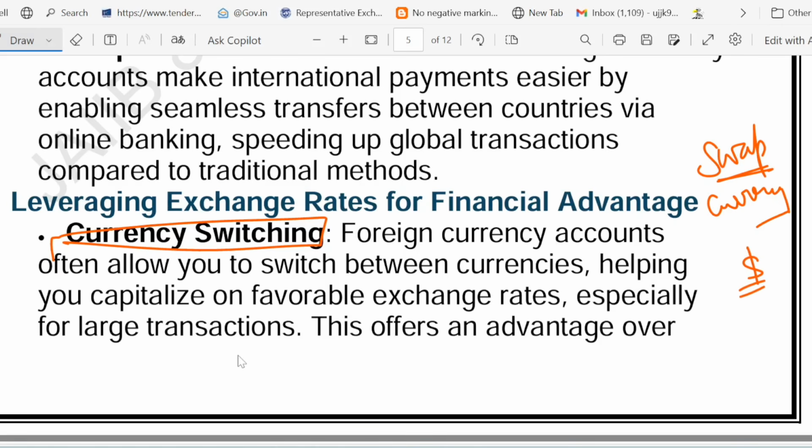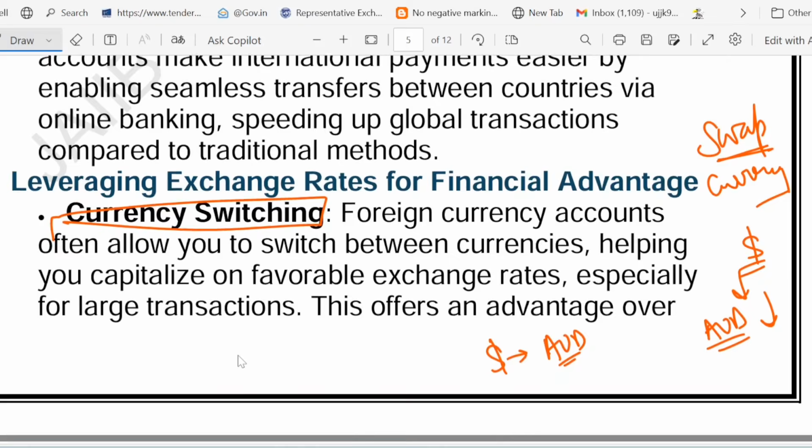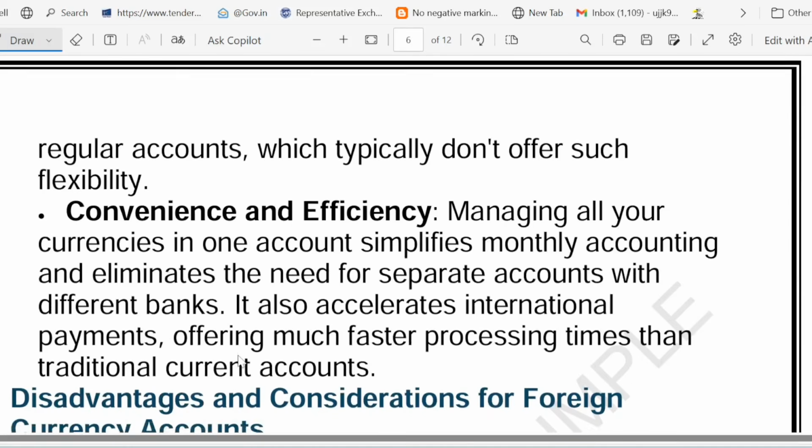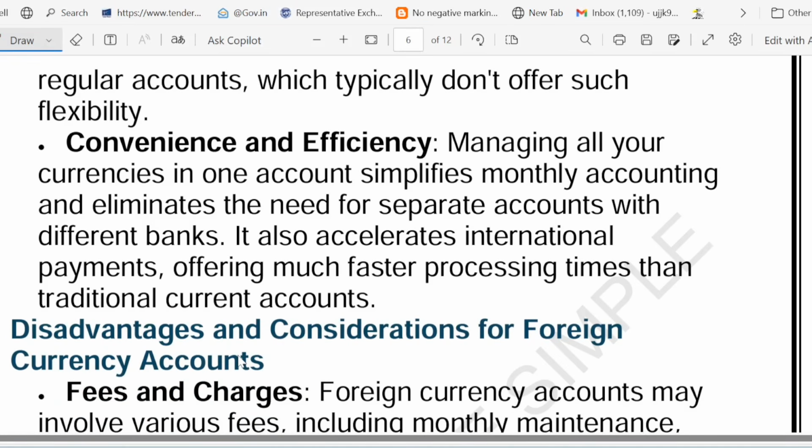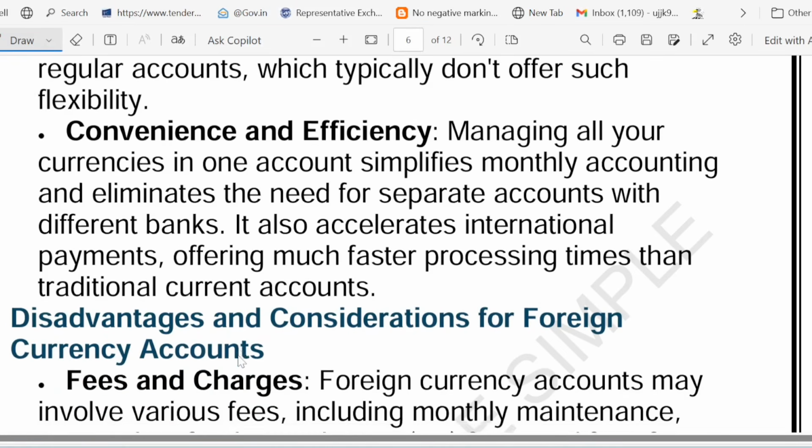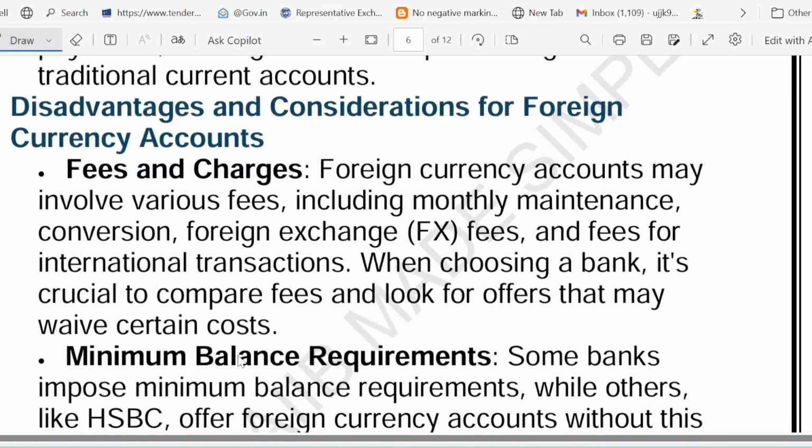Suppose an Australian wine exporter gets paid in dollars. When the AUD, the Australian dollar, drops, they convert their dollars to AUD, getting way more AUD for the same amount of dollars because the Australian dollar has dropped. So that is called currency switching. Then comes all-in-one convenience, which means no more juggling multiple bank accounts for different currencies.